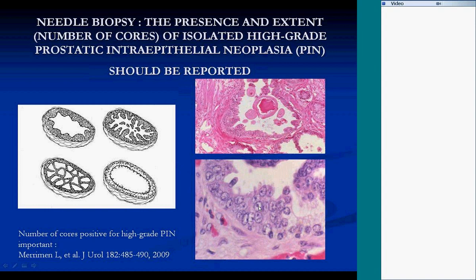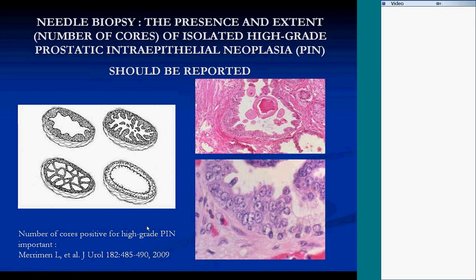And this is the nuclear atypia you need basically for a diagnosis of high-grade PIN. And it is a neoplastic proliferation within pre-existing ducts and acini. And we know that because basal cells, as we see here on the lower right, are still present within this gland.